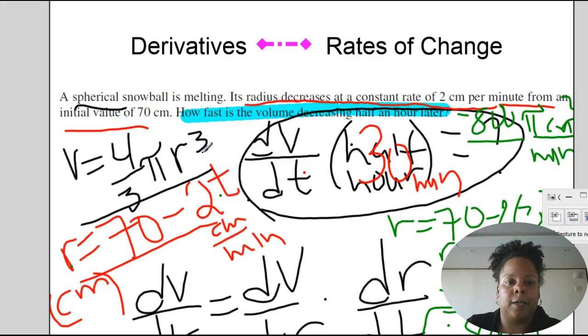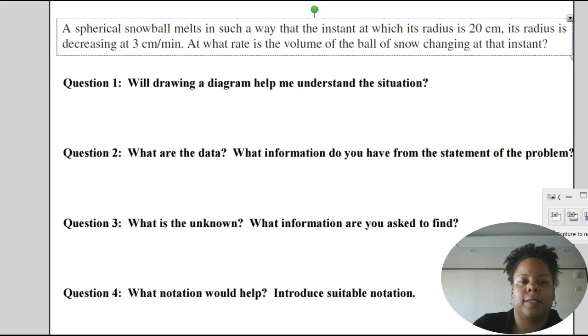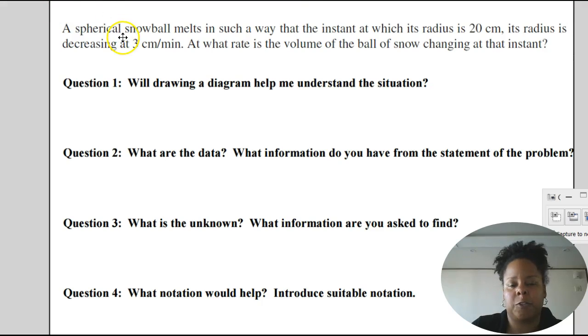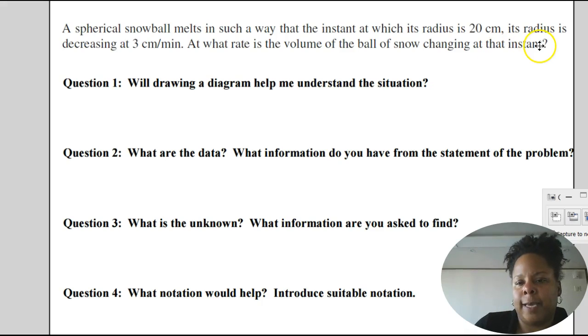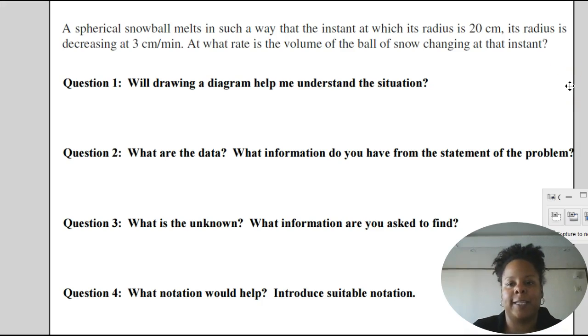All right, so that's an example of using rates of change and derivatives to solve a problem. But let's take a look at another problem, and we're going to look at some strategies on how to solve these types of problems. In this case, we have that same spherical snowball, but it's melting in such a way that its radius is 20 centimeters and is decreasing at a rate of 3 centimeters per minute. So that seems to me like at that particular time, you have an instantaneous rate of change. At what rate is the volume of the snowball changing at that instant? Okay, so we're going to solve this problem using these strategies.